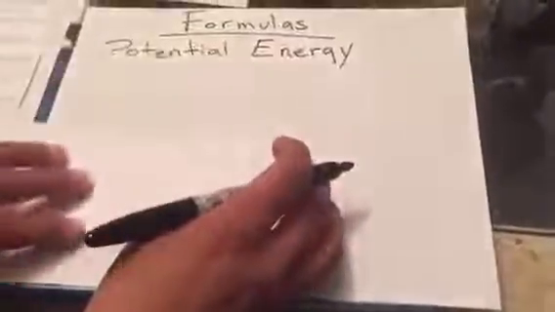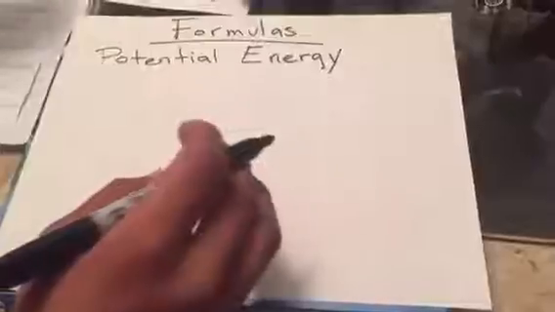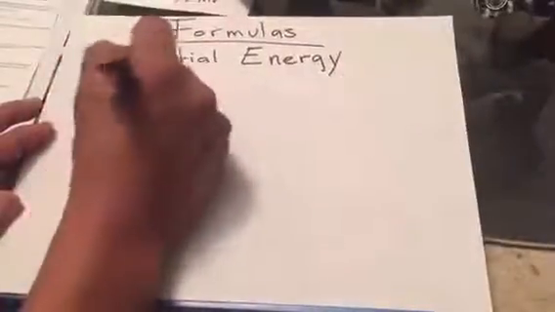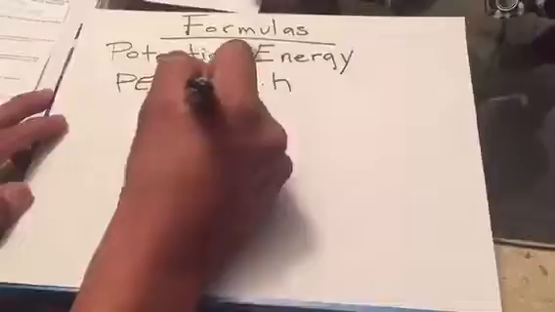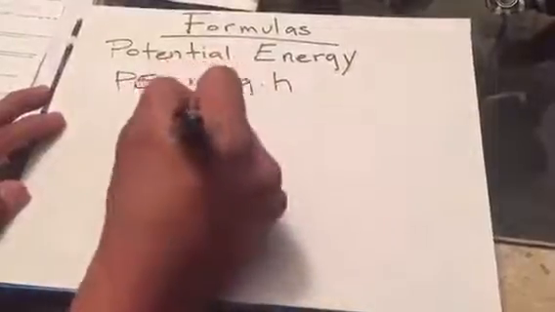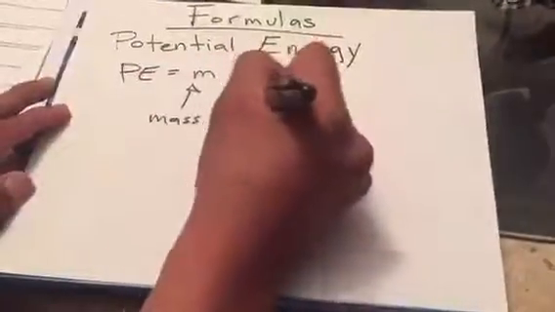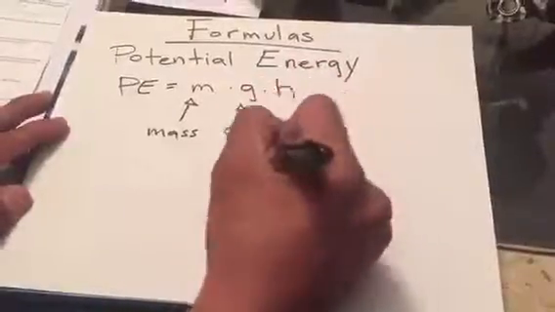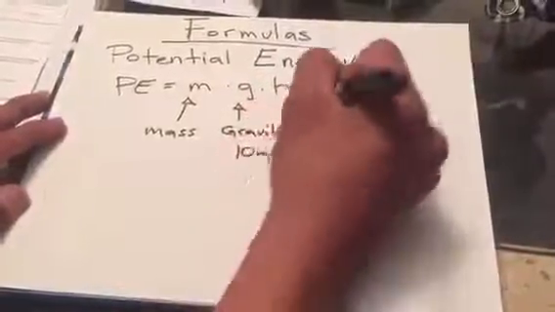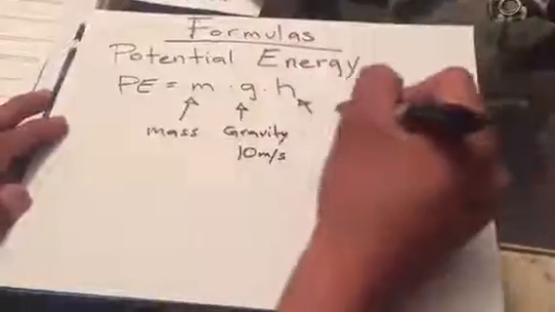Now we're going to talk about the formulas that we need to know. The first important formula that we need to know is potential energy, and the equation for that is PE equals M times G times H. And what does each variable stand for? The M stands for mass, G stands for gravity, which is always 10 meters per second, and the H stands for height.